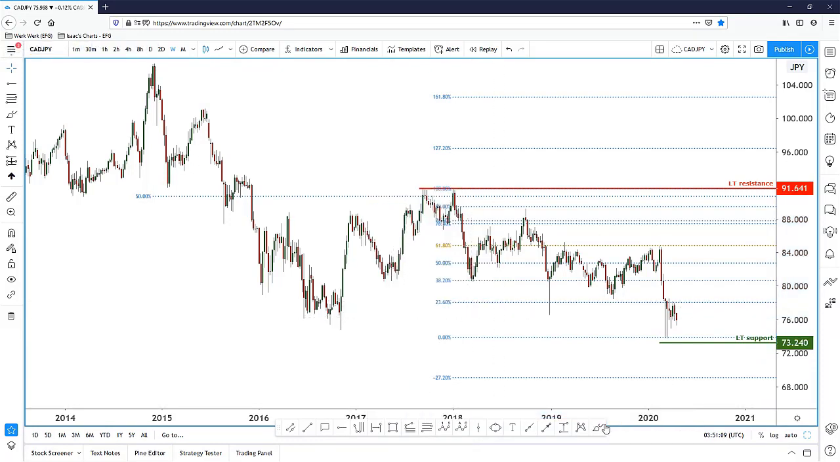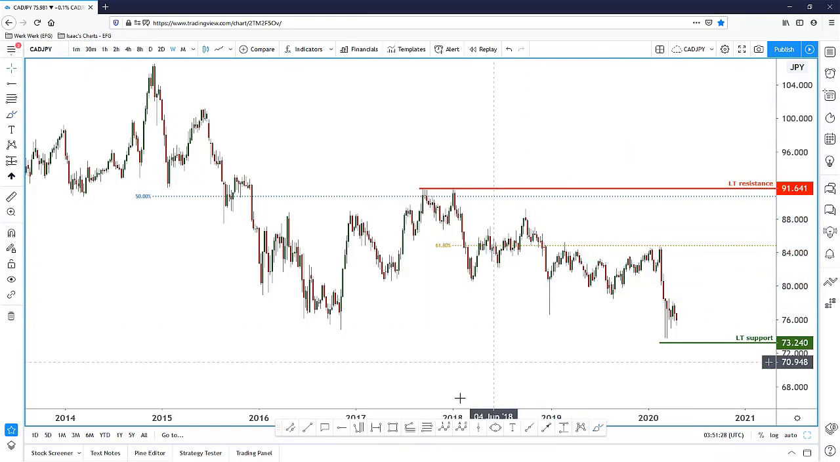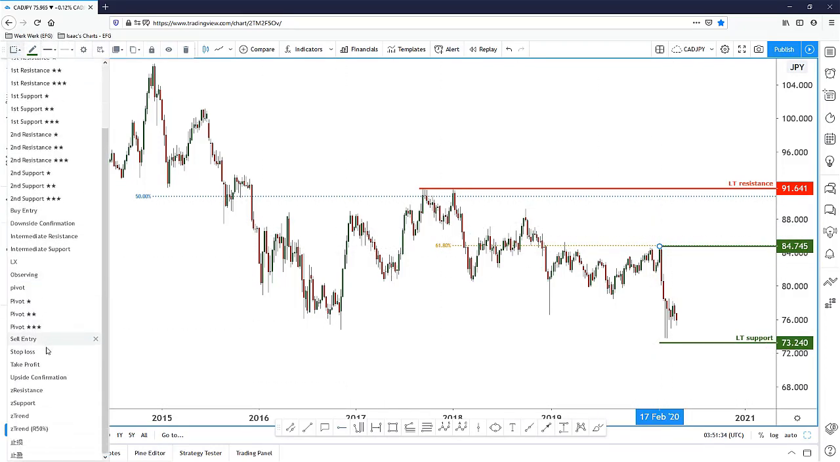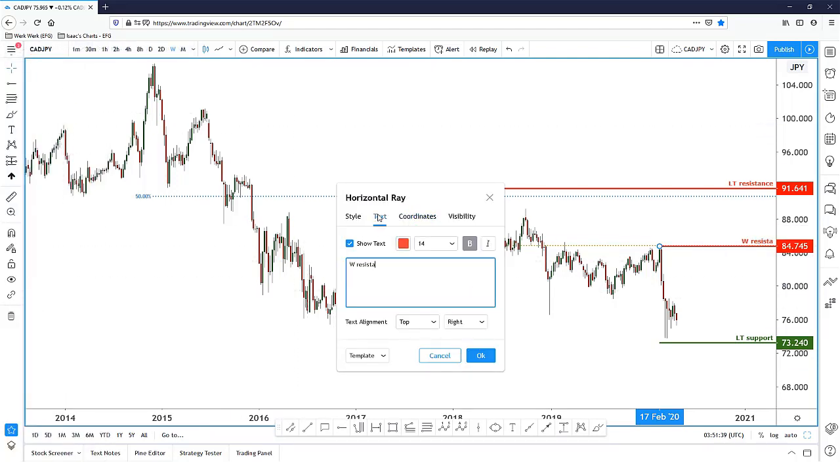We see that at the key Fibonacci ratio level of 61.8, price reacted once, a second time, and a third time, forming sort of a double top in this area here. So we can use that as a weekly resistance. We select the key Fibonacci ratio of 61.8, put our weekly resistance here, and call this the weekly resistance.